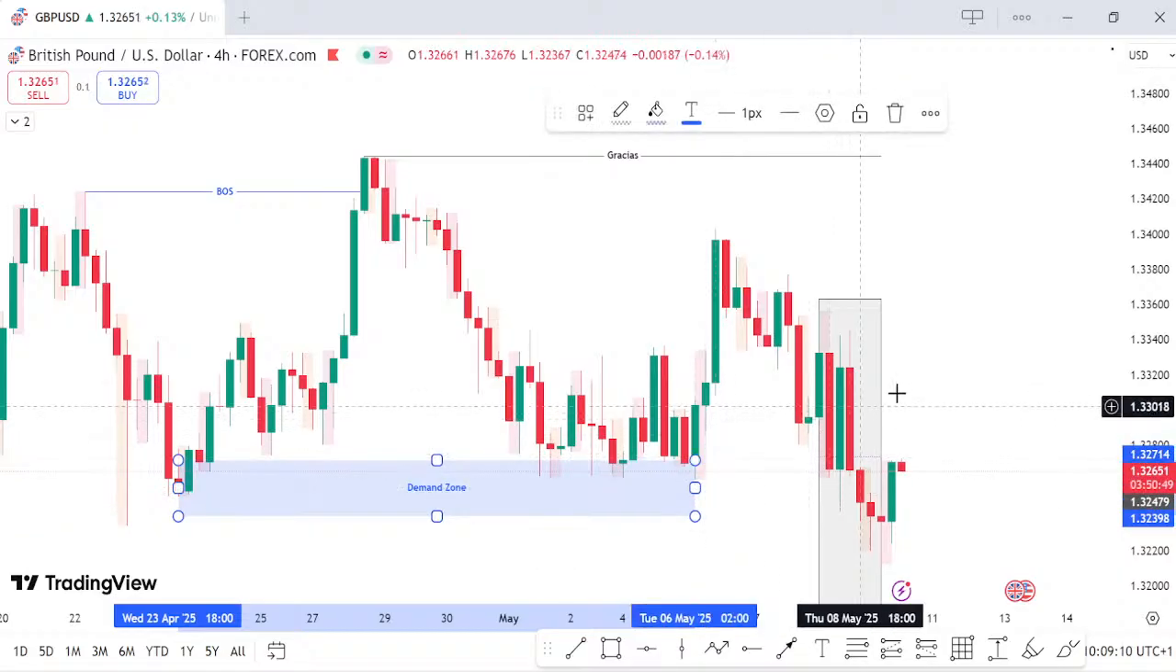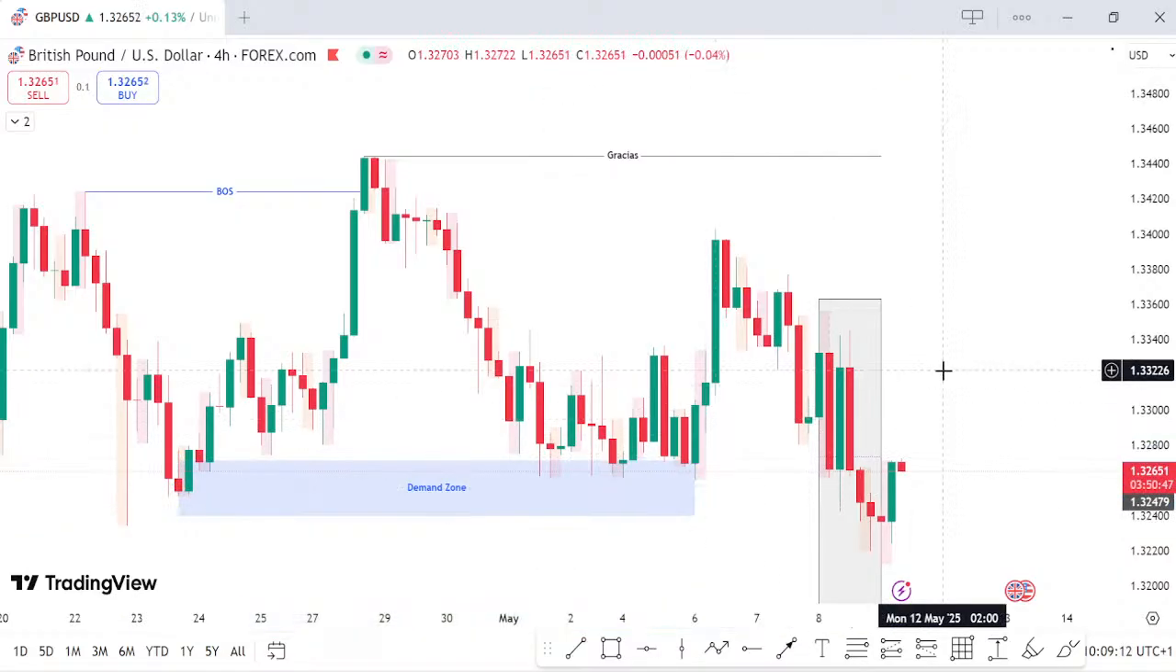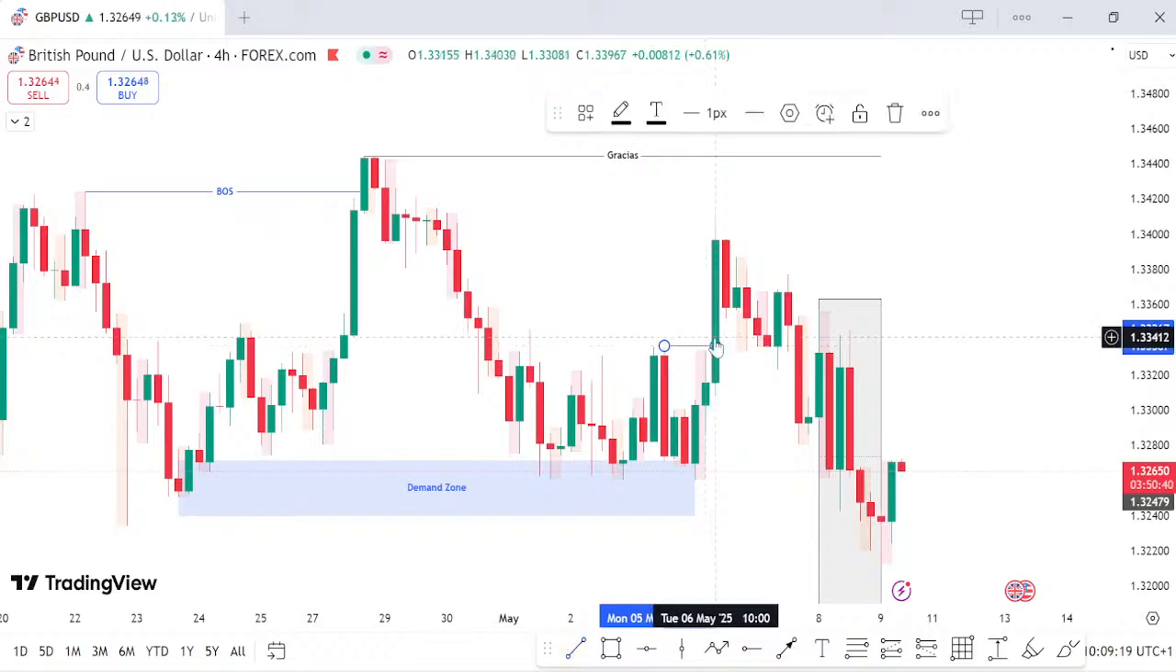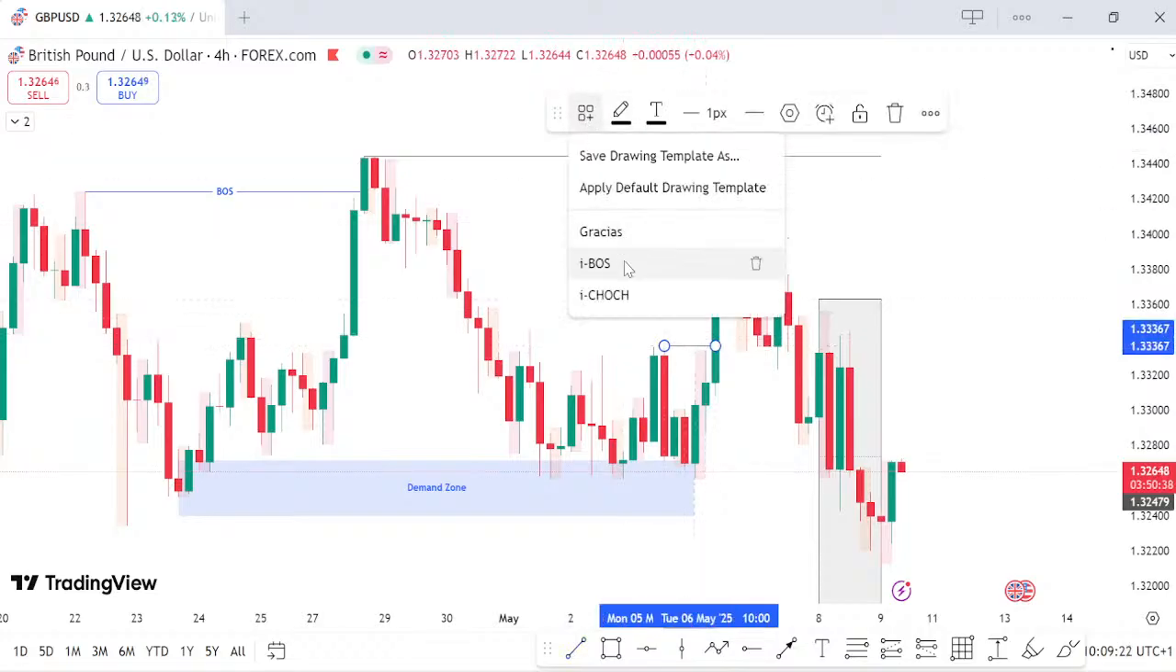From the 4 hours, what are you going to plot now? This is where the market broke structure on the 4 hours time frame. At this point, the market broke structure to the upside.